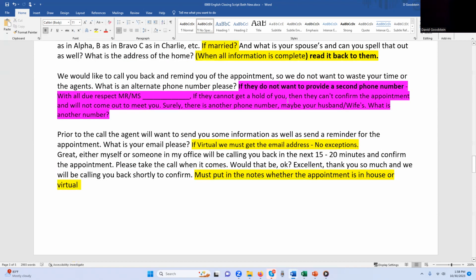So we have a built-in rebuttal if they don't want to give the secondary phone number. To get the email address, we're saying prior to the call, the agent's going to want to send you some information as well as send you a reminder for the appointment. What is your email, please? Don't say another word until they tell you. Silence. Now, sometimes we have virtual appointments, sometimes we have in-house appointments. If it's a virtual appointment, we must get the email so we can send the invitation to the Zoom meeting.